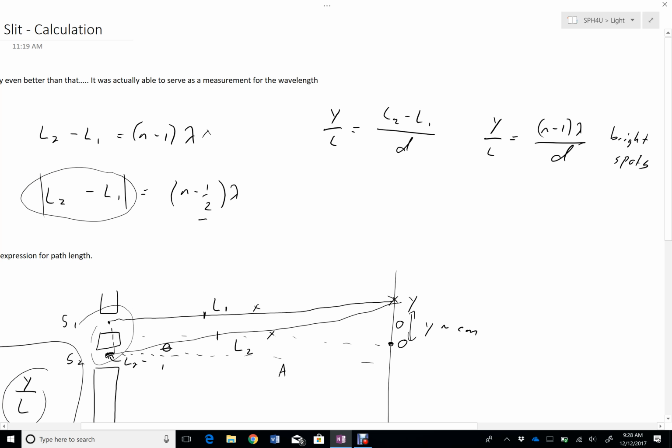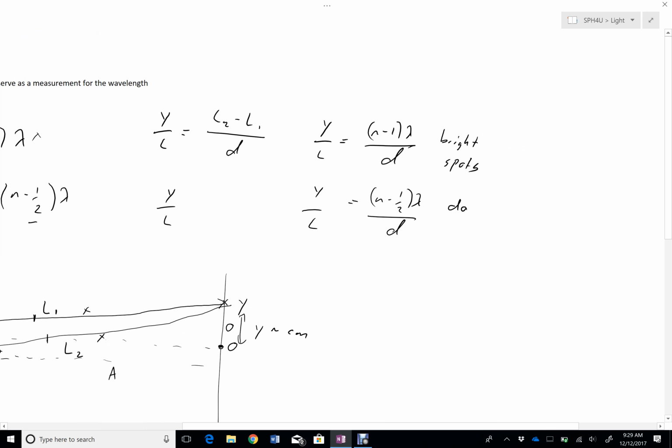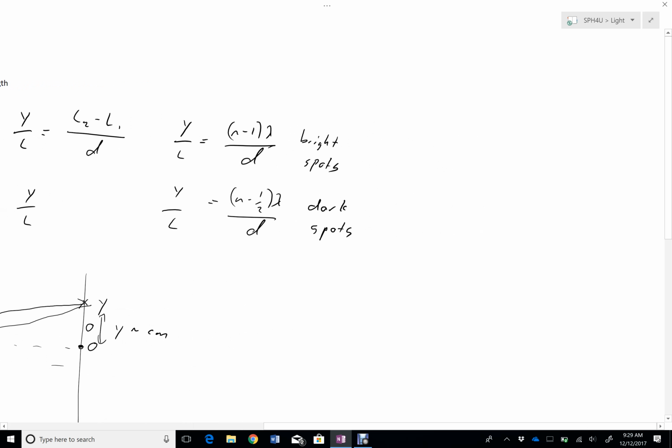For destructive interference, y over L, well, let's go straight over here, y over L. Here I would substitute n minus 1/2 lambda over D, and that would get me my dark spots. And probably most interestingly, if I want to know what delta y is, this would be the distance between consecutive bright spots.